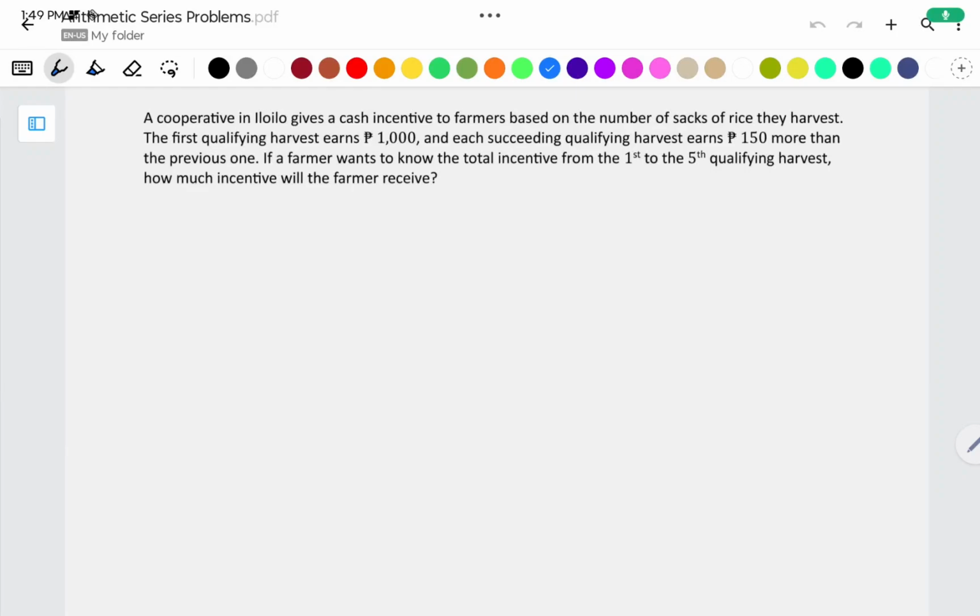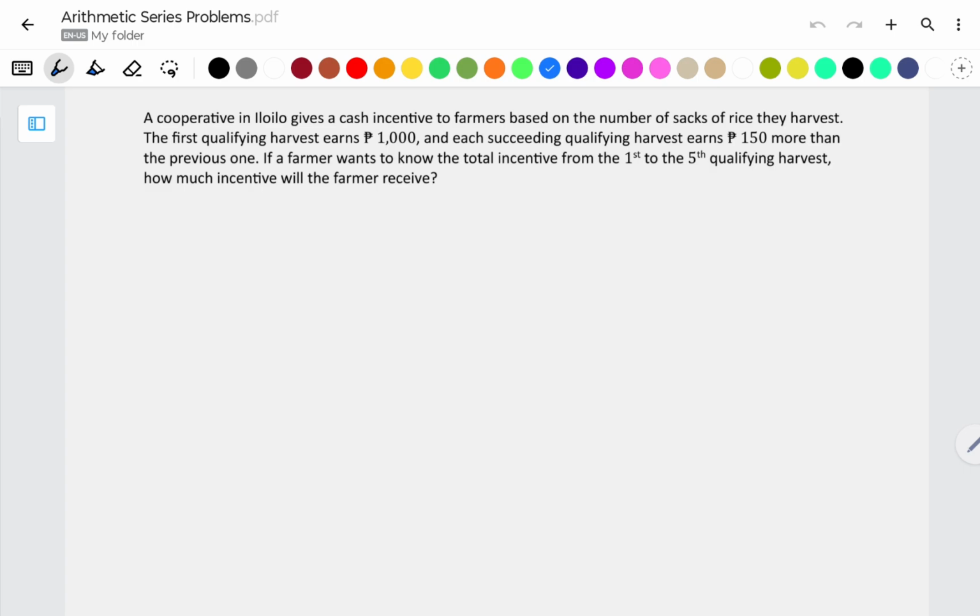A cooperative in Iloilo gives a cash incentive to farmers based on the number of sacks of rice they harvest. The first qualifying harvest earns 1,000 pesos, and each succeeding qualifying harvest earns 150 pesos more than the previous one. If a farmer wants to know the total incentive from the first to the fifth qualifying harvest, how much incentive will the farmer receive?